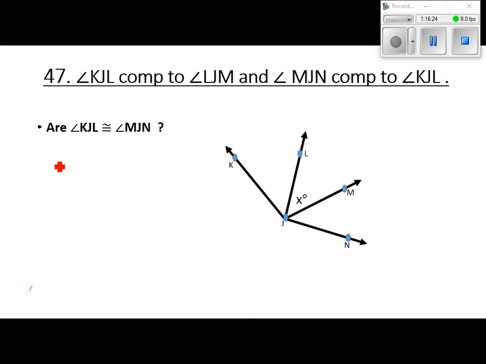Number 47: angle KJL is complementary to angle LJM, and angle MJN is complementary to angle KJL. Well, notice here, you've got KJL there, you've got KJL there. So this one and this one add up to 90. This one and this one add up to 90.